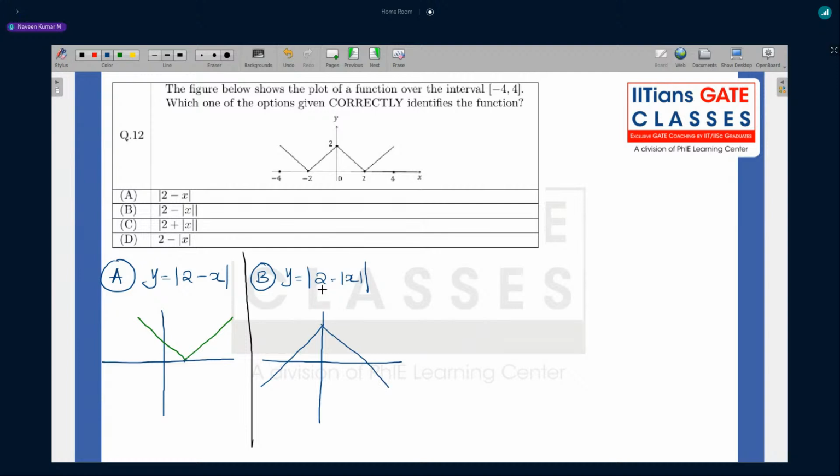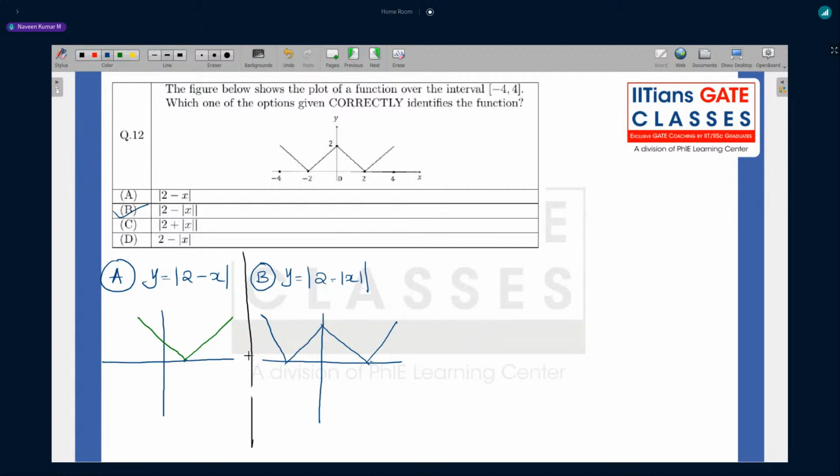But there is another modulus. So this is what I've drawn. But there is another modulus. So whatever I'm drawing in this part, this will cut off, and this will go into the positive direction. So that is what your graph is. Simple graph, and it resembles your question only. So from here itself, you can say that option number B is the correct answer.